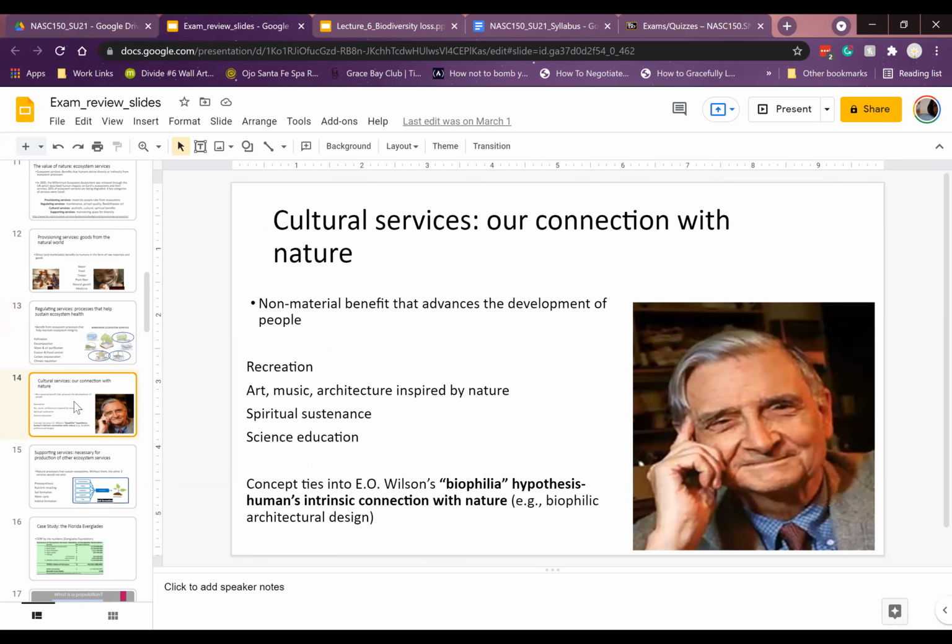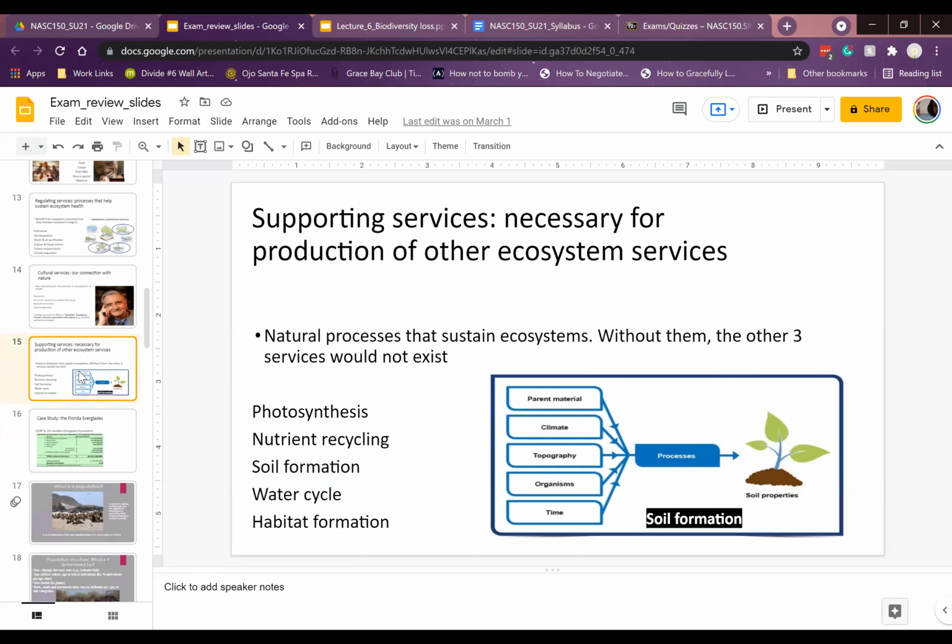Then we have our cultural services, our direct connection with nature: art, music, recreation, spiritual sustenance, science education, all that good stuff that we can use nature for without taking anything from it. It's just appreciating nature for all the awesome things that nature actually does. And that's our cultural services. And then we have our final one, our supporting services. These are just the underpinnings of the ecosystem: photosynthesis, cycling of nutrients, things like that. So a pretty abstract one, but again, clearly a very important thing.